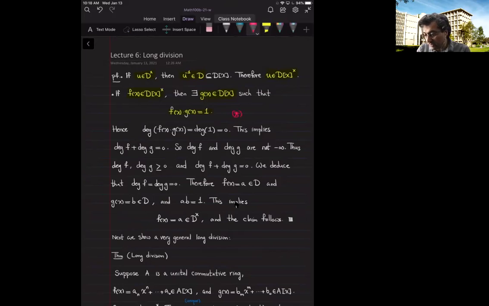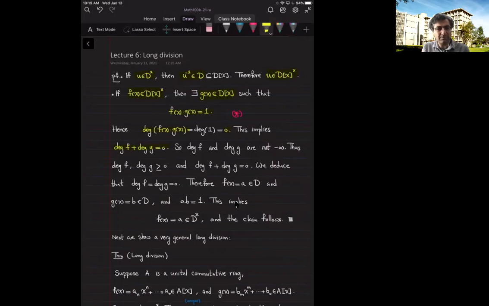The degree of the product, fg, is the degree of the constant function 1. But the degree of the constant polynomial 1 is indeed 0. So we get that the degree of fg is 0. That means the degree of f plus the degree of g is 0. But notice, this in particular implies that neither can be negative infinity. And so if a polynomial does not have degree negative infinity, it has a non-negative integer degree.